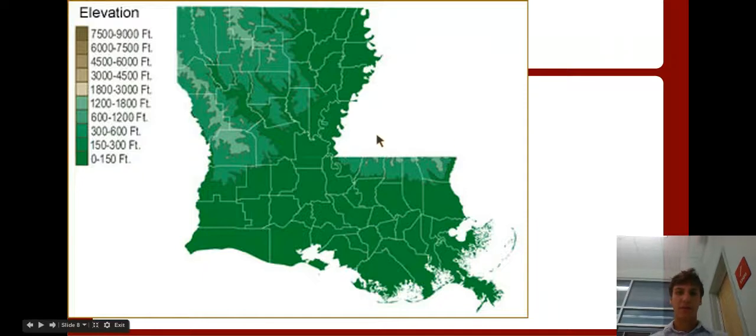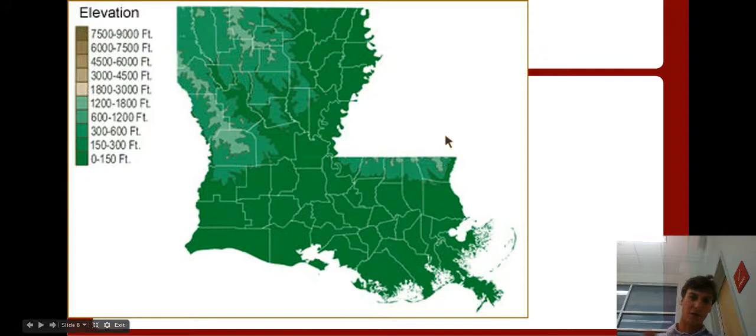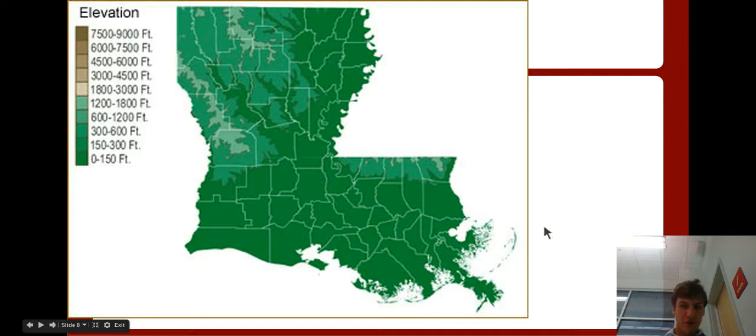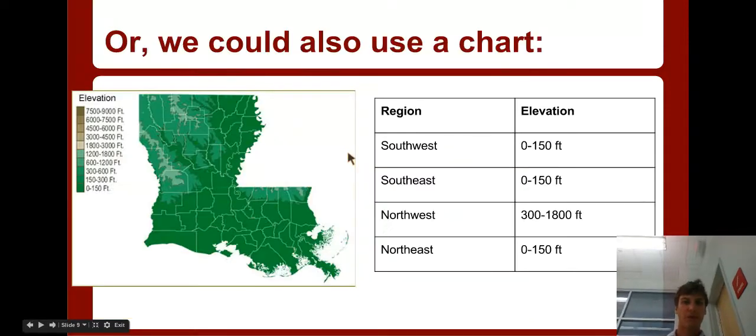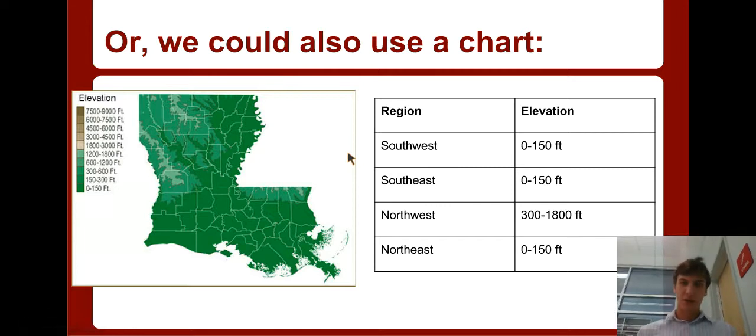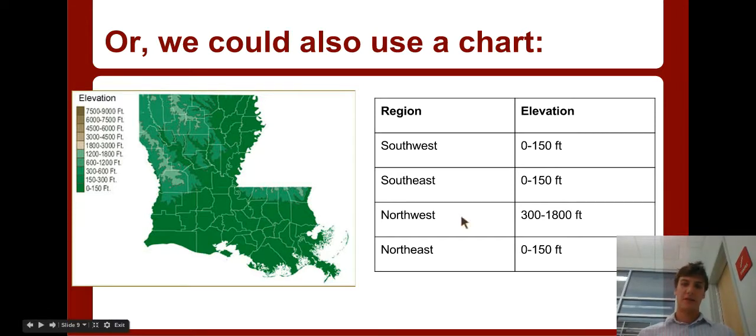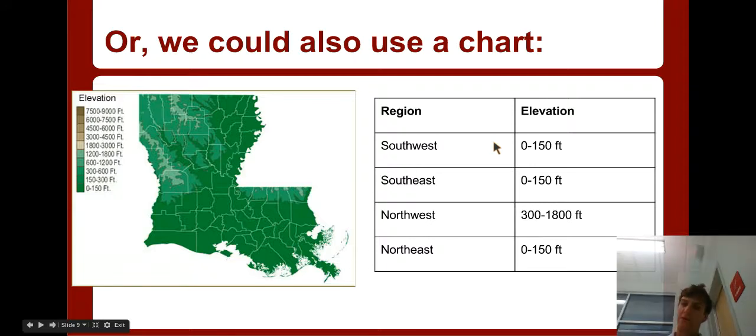Here's an elevation map, also known as a topographic map, though a topographic map usually has those little lines to show mountains as they're getting bigger. And I want you to think about what you see as the difference between South Louisiana and North Louisiana. Same thing again, you could also use a chart to show the same information. You've got northwest, northeast, southwest, and the southeast. What's the difference between the north and the south? And is it better to use a chart or a graph?